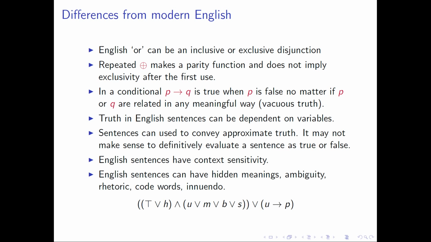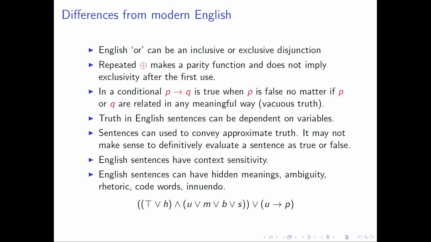So repeatedly using the disjunction still gives you an inclusive disjunction. Repeatedly using the exclusive or creates something completely different. It creates a parity function, which just tells you whether the number of true arguments is odd or even. Instead, if we wanted to talk about exclusivity, then we need to add many more complicated things on there.